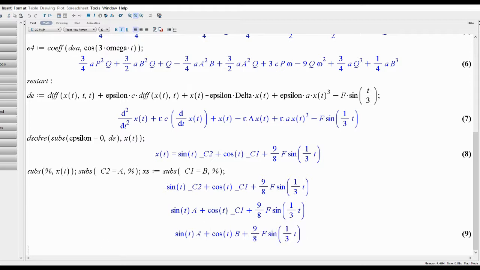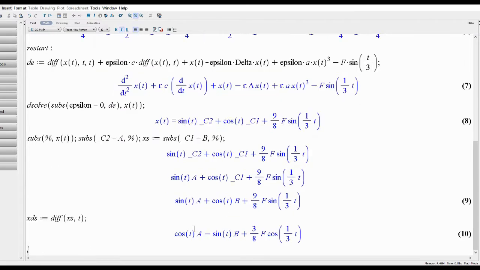Okay, now x ds is equal to the derivative of xs with respect to t, so that's fine. And then what I do is I say equation 1 is the derivative of xs with respect to a times a dot plus the derivative of xs with respect to b times b dot plus the derivative of xs with respect to t is equal to x ds.